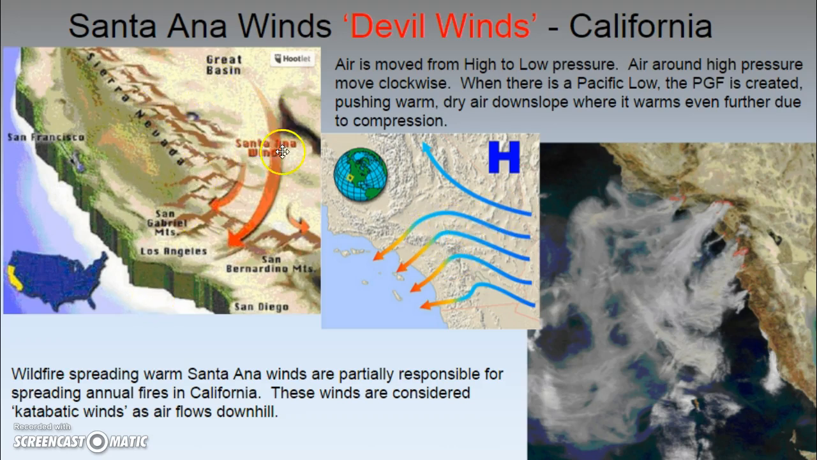So here's your high pressure system here. It's just showing you the same thing. Pressure gradient force is moving this way. And here's a picture of what this looks like. Wildfires spreading: warm Santa Ana winds are partially responsible for spreading the annual fires in California. These winds are considered katabatic winds as air flows downhill. As it flows downhill along this particular slope, it heats up even more due to compression. So you can actually see these wildfires here, and the Santa Ana winds, the devil winds, are pushing the air out over the Pacific itself.